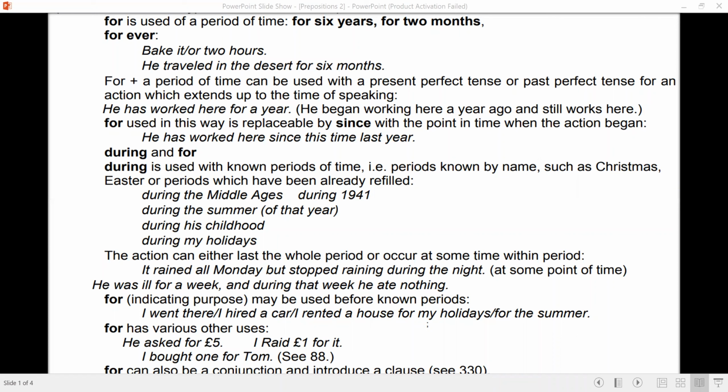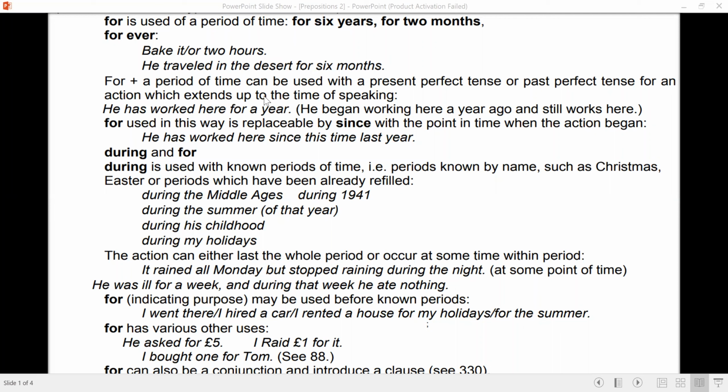For is used for a period of time. For example, for 1, 2, 3, 4, 5, 6, 7, 8, like this, right? So it shows a period of time. You can use for with a period of time, not a point of time. For a point of time, you use since, and for a period of time, you use for. For example, for 6 years, for 2 months, etc. Bake it for 2 hours, bake it for 1, 2, 3, 4 hours, whatever it comes to. If the time comes in period form, for example, minutes, seconds, months, years, etc., you will use for.